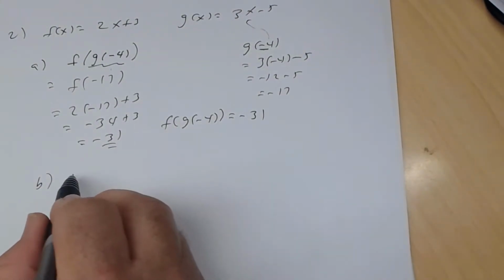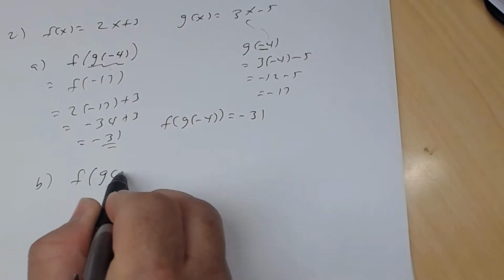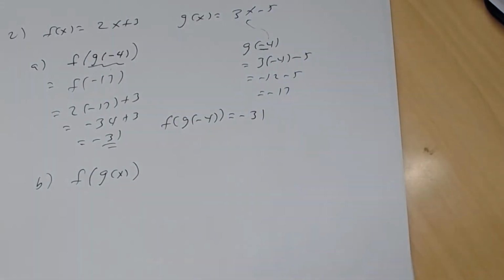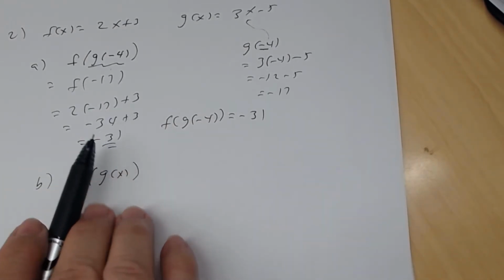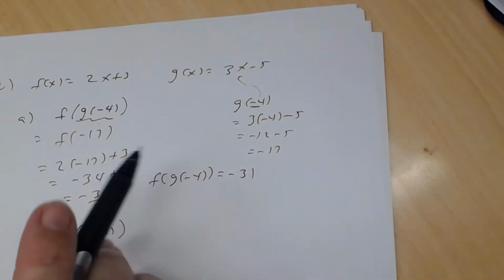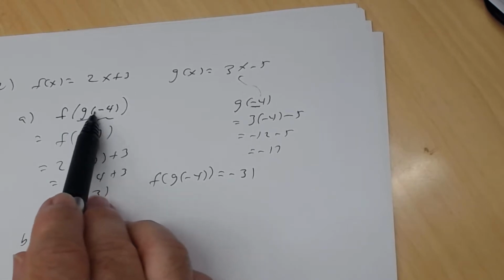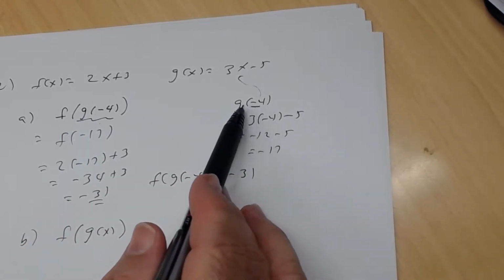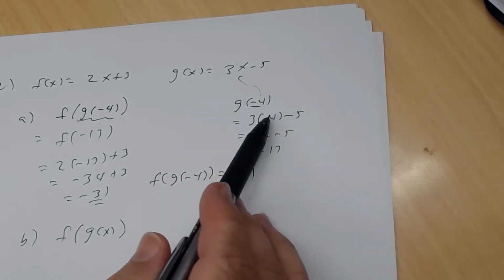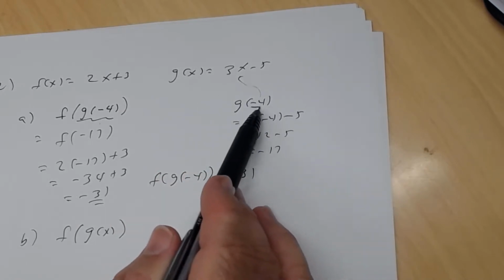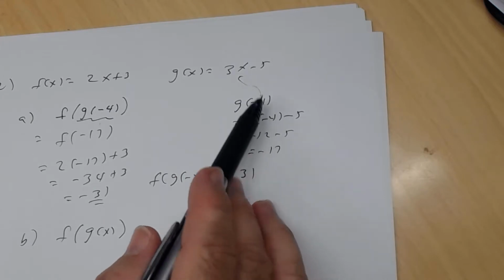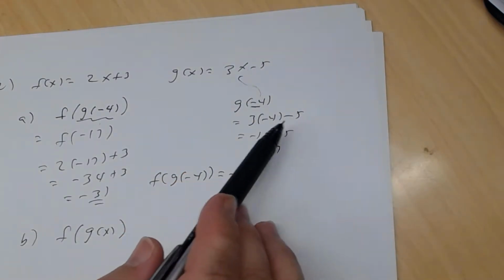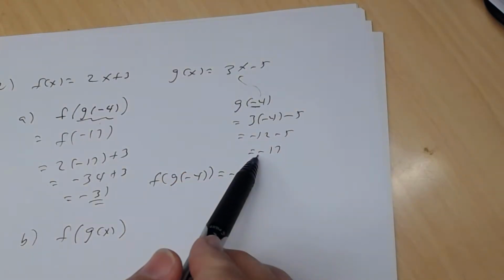Let's suppose you want to find f of g of x. Now, I'm going to do it just like I did this one here. So watch the steps. When we went back and did this, remember I found g of negative 4 first. So g of negative 4 says I go to my function g, and where we see the variable x, I substitute negative 4. So I get 3 times negative 4 minus 5. Negative 12 minus 5, which is negative 17.